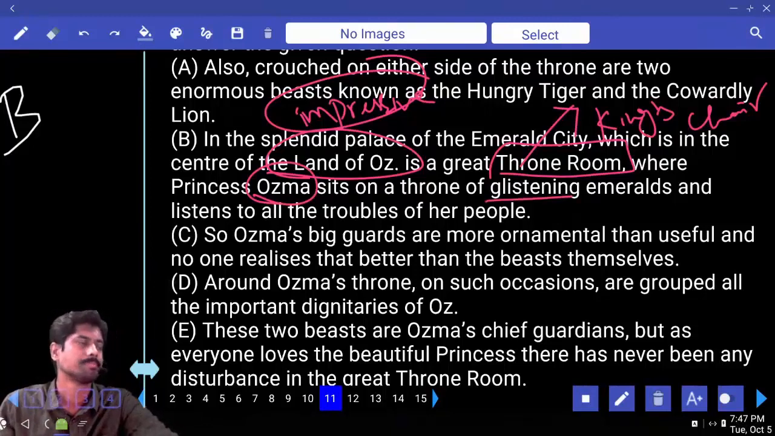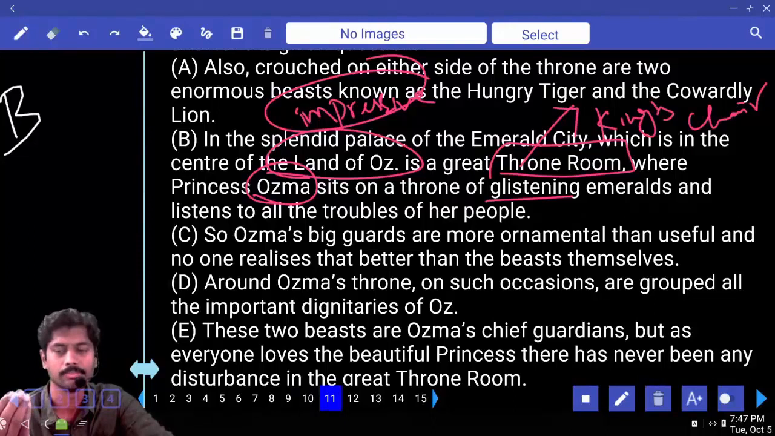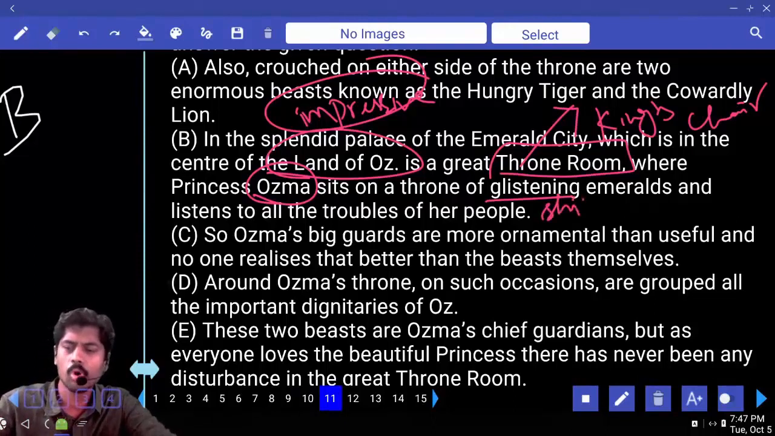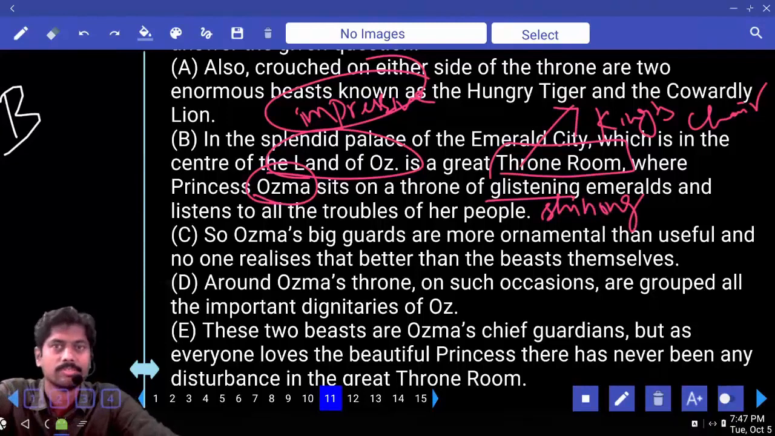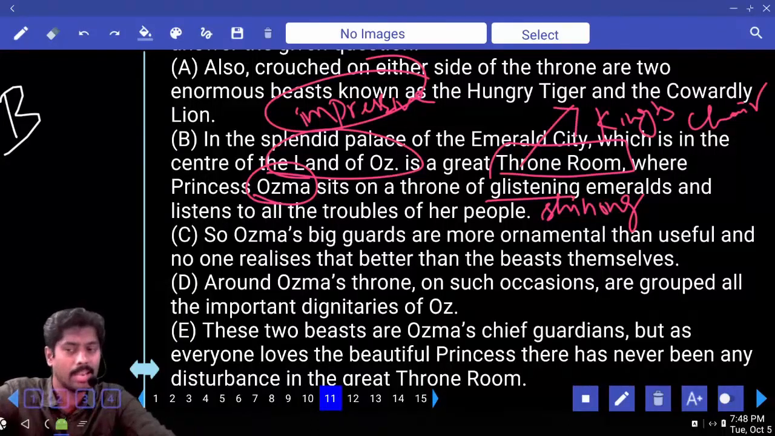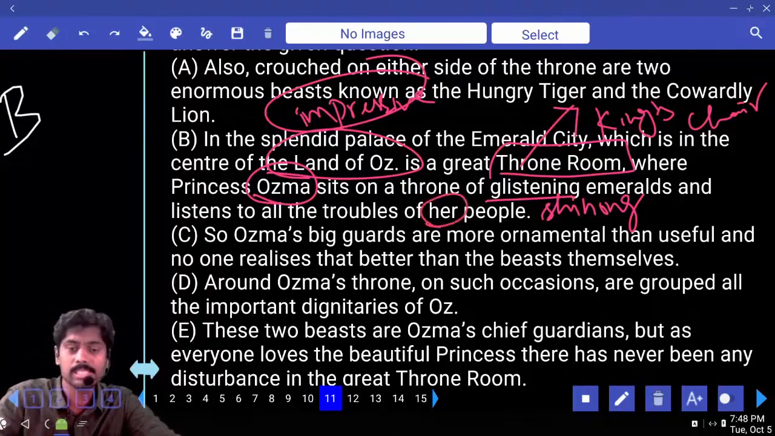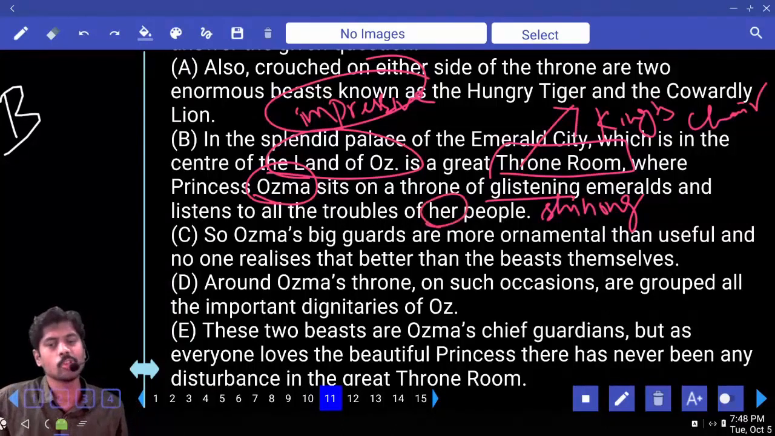Glistening means shining. Shining is called glistening. Shining is more, glistening is less. During night, some dresses glisten. Have you ever attended any night functions? During night functions, some people's dresses, they glisten a lot. Glistening emeralds, shining emeralds, and listens to all the troubles of our people. Who listens? This Princess Ozma, she sits on the throne. What kind of throne? Shining emerald containing throne. And she listens to the troubles of her own people.